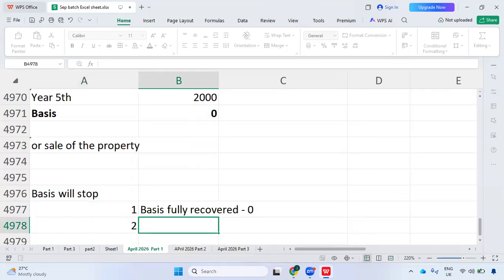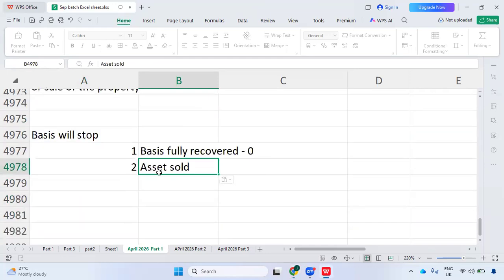Second case, when the asset is sold completely. Asset sold, so in that case also we will not do depreciation, so it will stop there itself and no depreciation. And what assets can be depreciated?